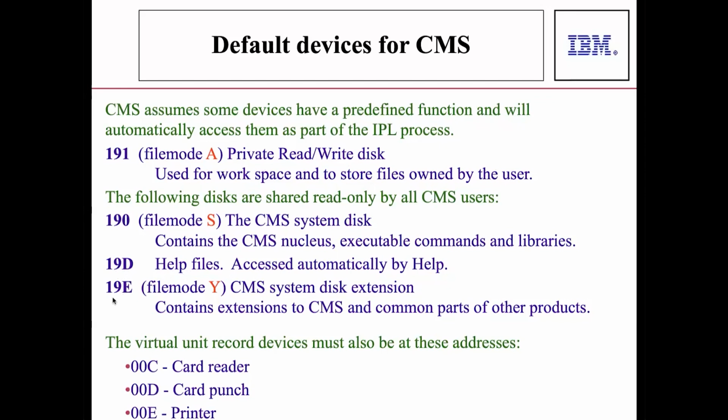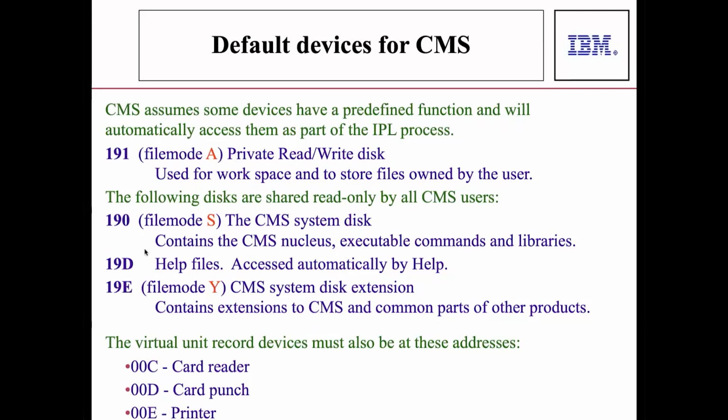And then 19E, or the system disk extension, as it's called, that's why the E is in the address, is accessed at file mode Y, so very far down in the search order. It's called the system disk extension because it's considered to be part of this CMS system disk, but it basically has extra things on it: common parts of other products, extensions of CMS. It could have some local system things on there, whatever. There's a lot of things that can go on the Y disk. It tends to be a bit of a catch-all for stuff.